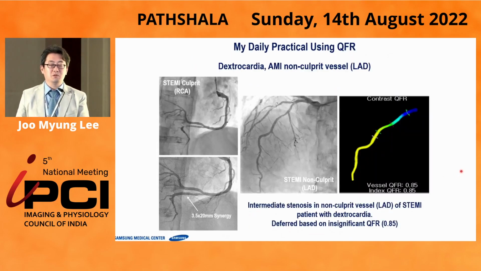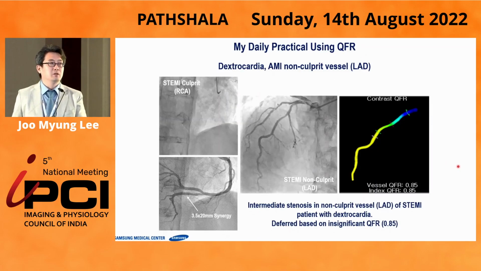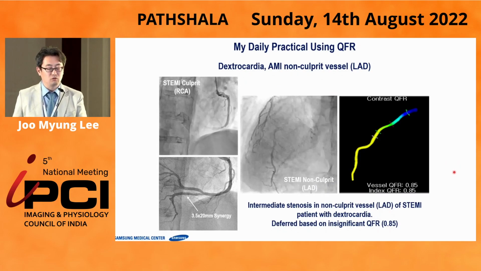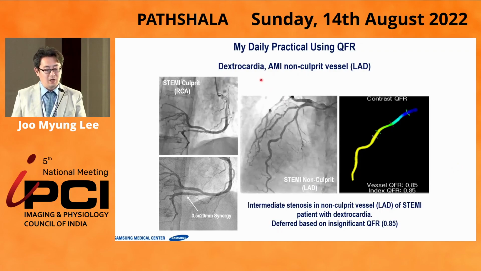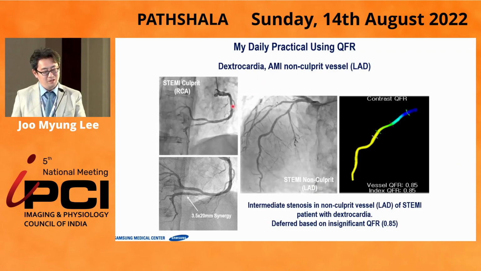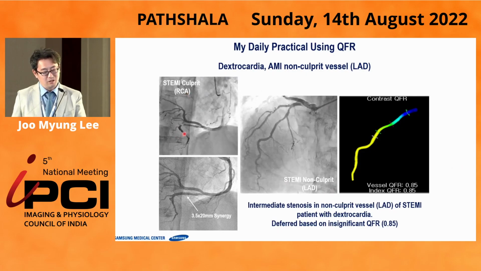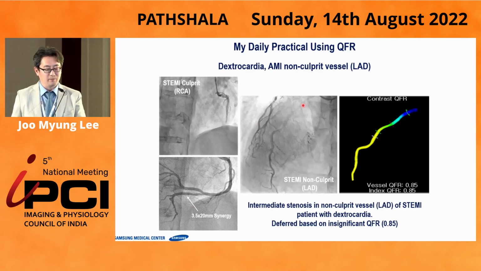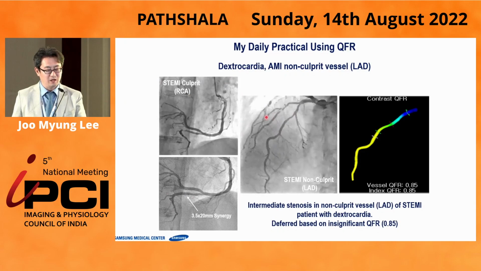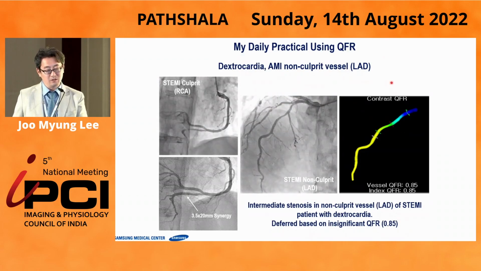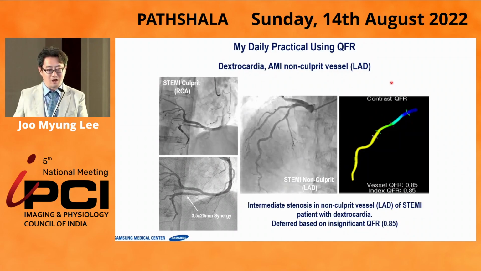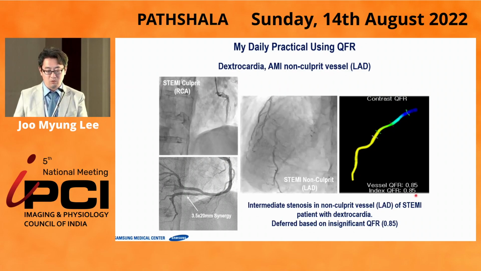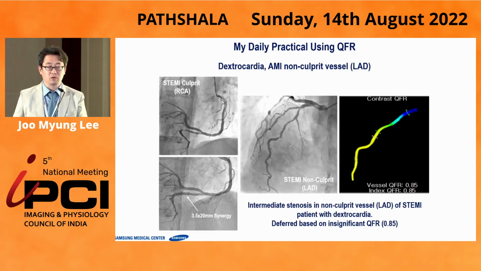So these previous concepts are still under testing, and the most recent version of MEDIS QFR already integrated QFR PPG and QFR gradient. Having said that, in my daily routine practice, in this patient with dextrocardia and RCA STEMI, after treating the RCA, I wanted to measure the physiologic index in the non-culprit vessels, LAD and diagonal branch. As this patient had dextrocardia, engaging the guiding catheter was not easy. So I simply did the contrast QFR, and based on the insignificant value, deferred those non-culprit vessels.